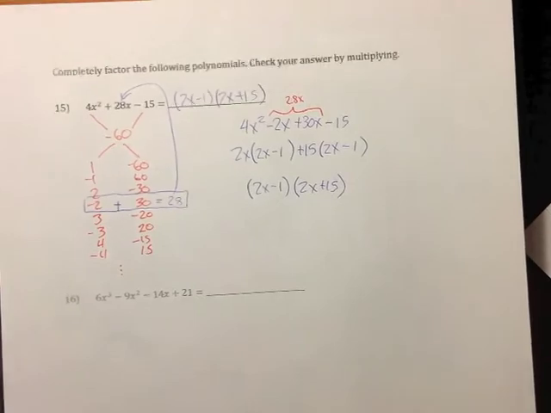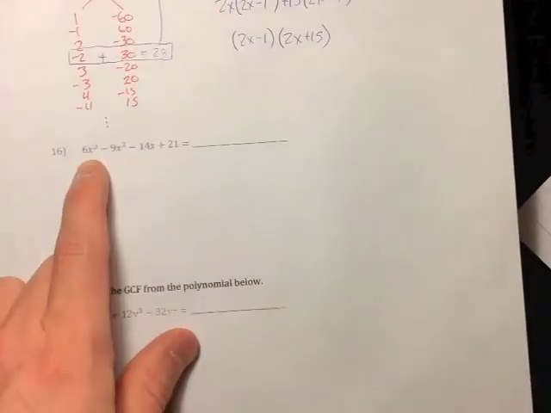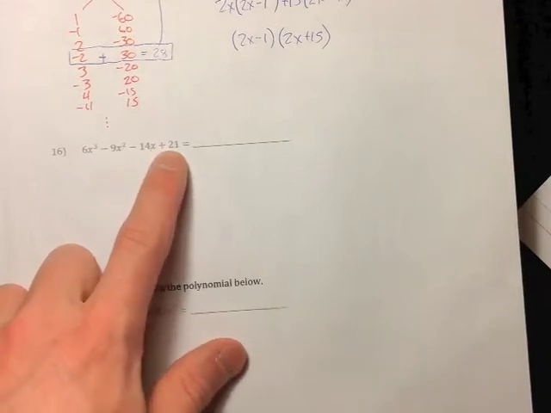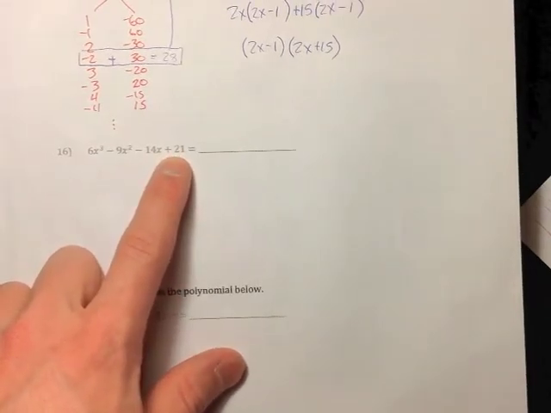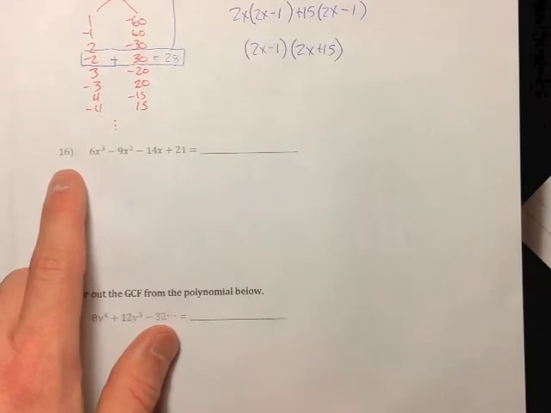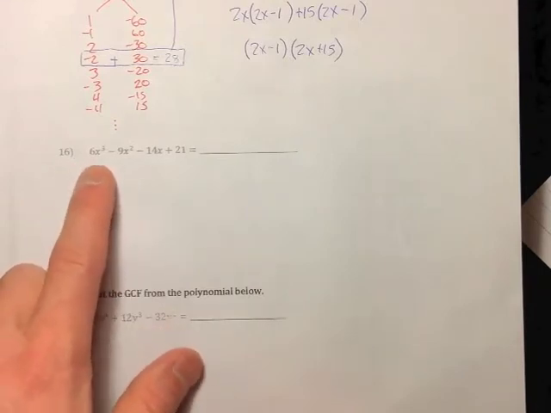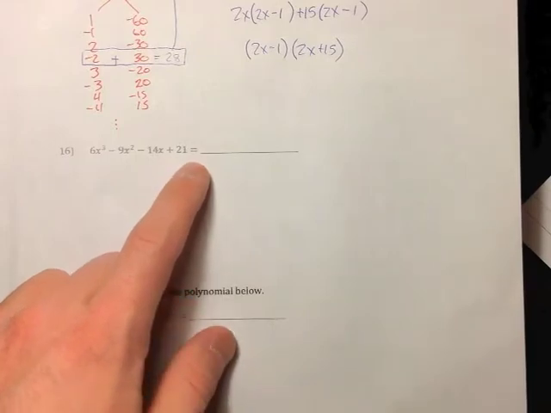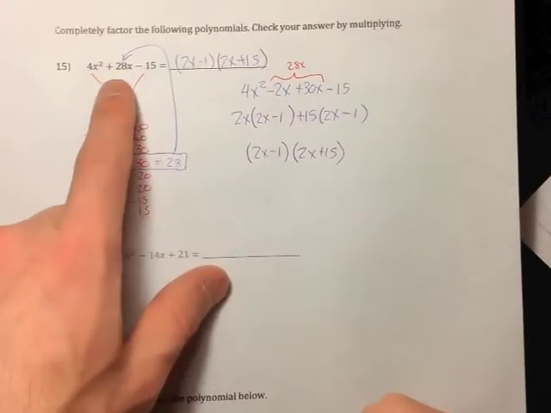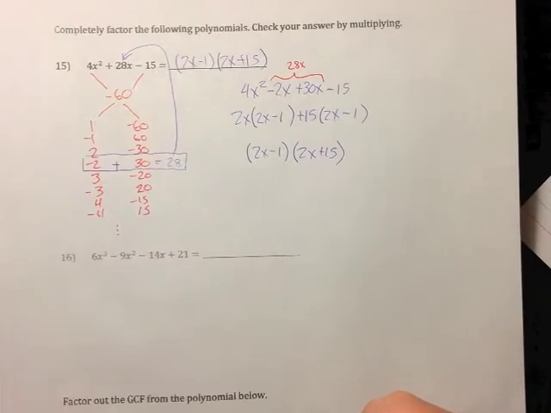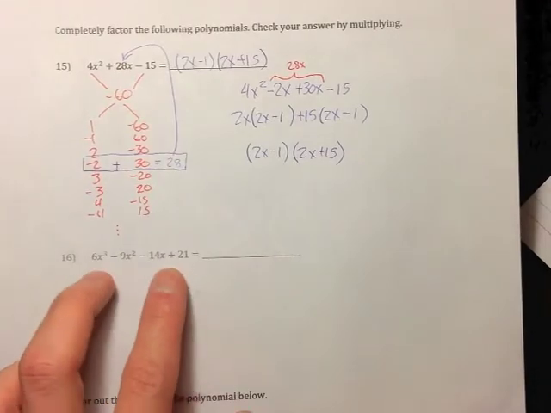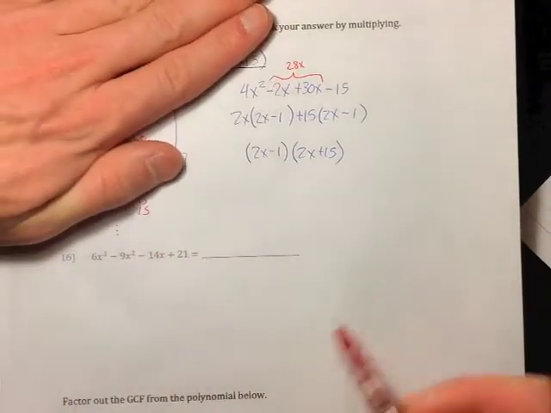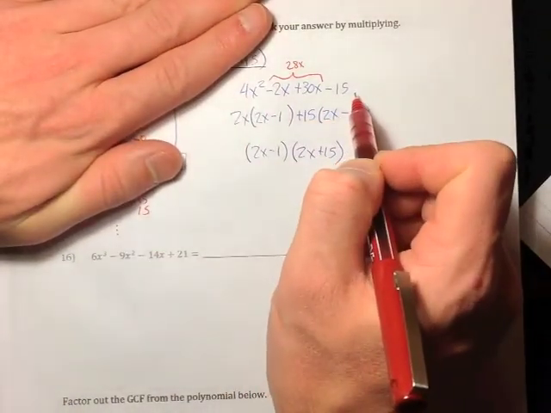Alright, let's look at the next one. Factor 6x cubed minus 9x squared minus 14x plus 21. Now, this has 4 terms now. We would call this a cubic trinomial of 4 terms. This looks like it would be even more difficult than these. However, it's actually easier because it's already split up into 4 terms. So we can honestly start right here, right?